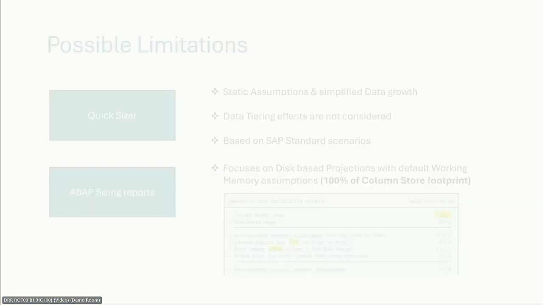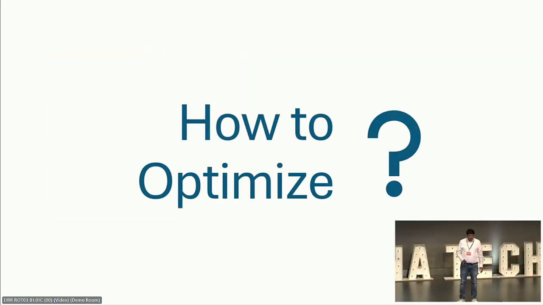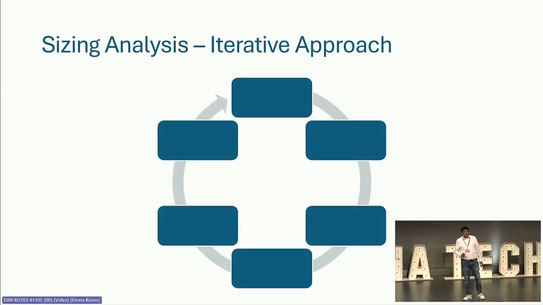Now, then how should we fix this? So first of all, let's accept the fact that sizing iteration is not just a one-time show, but an iterative process. You start with analyzing your data volume footprint. When I say data footprint, I'm referring to the footprint on memory. You look for options to housekeep the data to reduce the memory footprint.